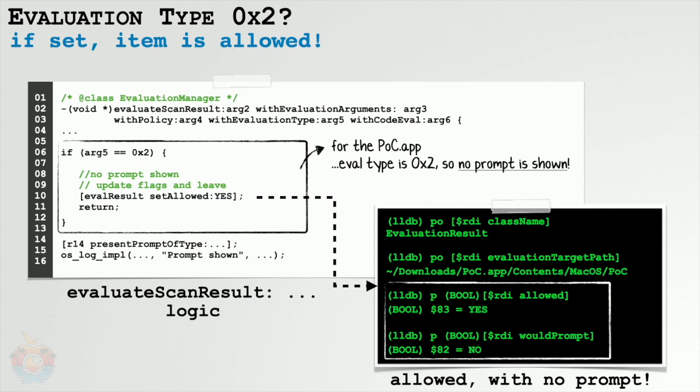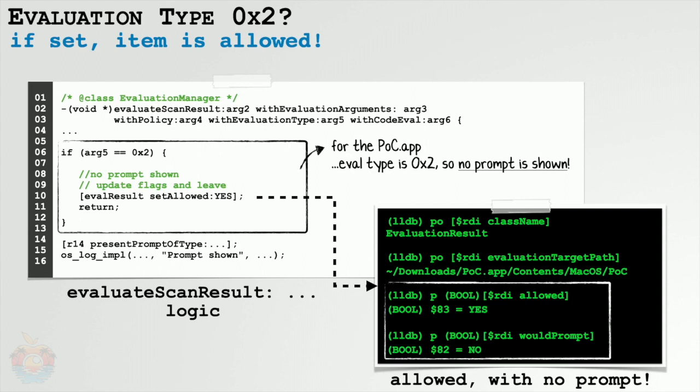So I started reverse engineering SysPolicyD. It's closed source, but pretty easy to disassemble. We have some decompilation on the slide. We can see there's a method called evaluate scan result. And we can see, based on the argument names, the 5th argument is the evaluation type. And we can see it checks explicitly if that type is 2. And if that type is 2, it calls a setAllowed method with a value of yes or true, and then just returns. And we can, again, confirm this in a debugger, seeing that allowed is set to yes, and would prompt is set to no.